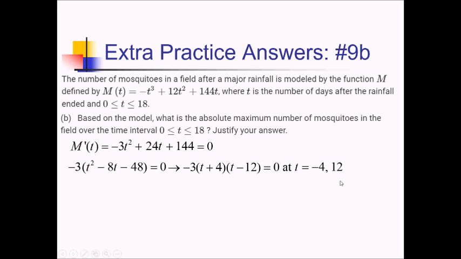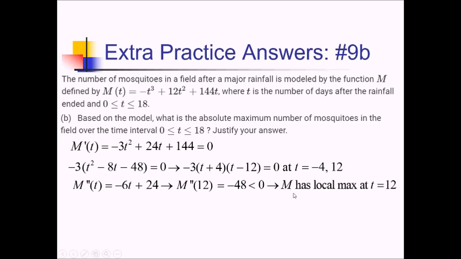So let's figure out what kind of critical value 12 is. The fastest way to do that is by using the second derivative test and just seeing what the sign of m double prime is when we plug in 12. So the second derivative is going to be negative 6t plus 24. If I plug in 12 to this, that's going to be negative 72 plus 24, which is negative 48. Most importantly, that's a negative number. That tells us that there is a local max at time 12.